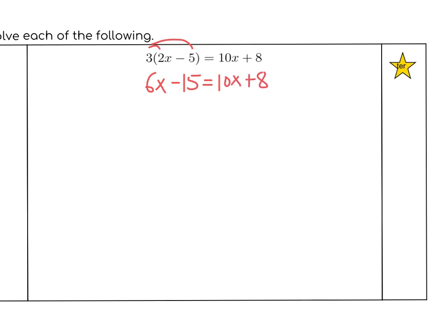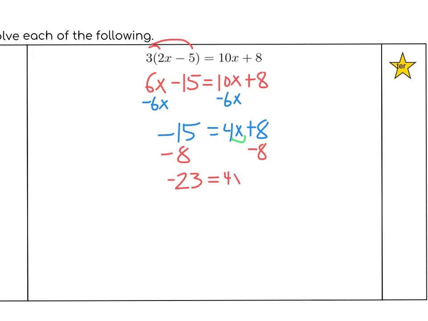I'm going to bring the 6x to the other side, and to do that I'm going to minus 6x again. I'm subtracting the smaller one in order to keep the x value positive, although I don't have to do that. We get minus 15 is equal to 4x plus 8. To get the x by itself, we're going to minus 8 from both sides. That gives me negative 23 is equal to 4x, and then if I divide both sides by 4, we get negative 23 over 4 is equal to x. And that was our starter.